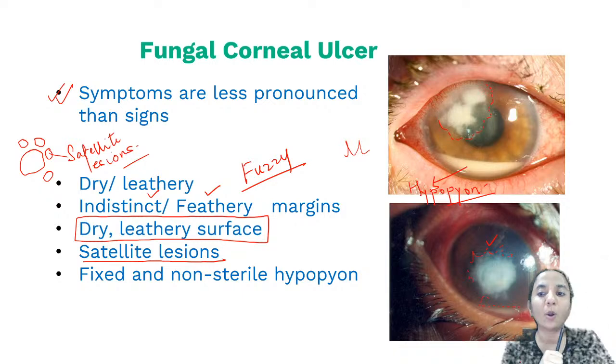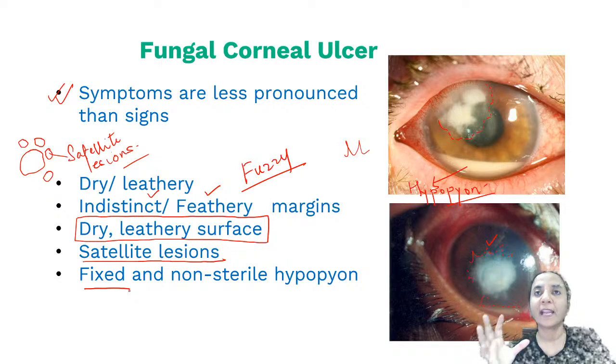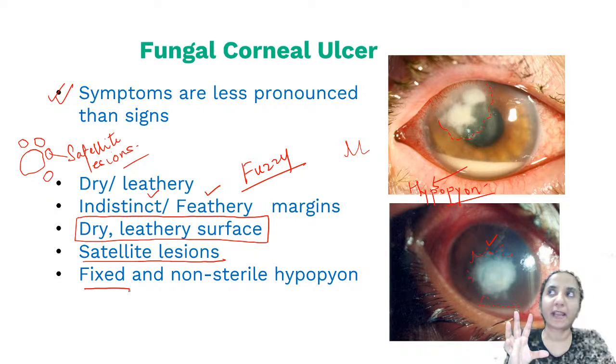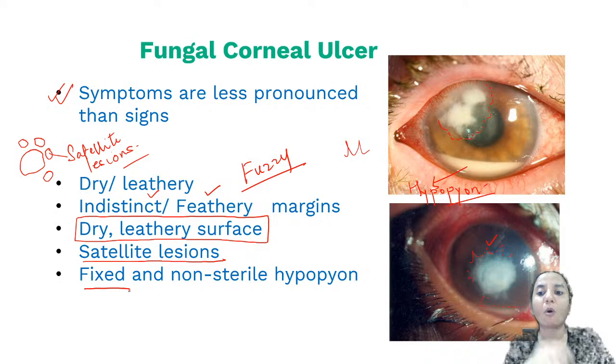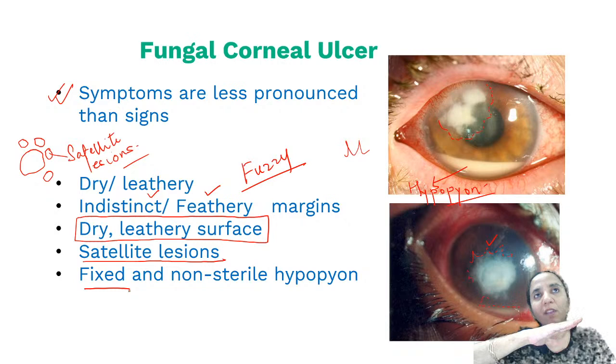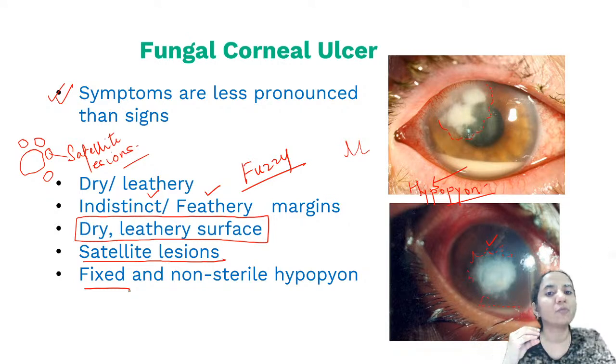Now for a fungal corneal ulcer, the hypopyon tends to be very thick, and therefore it is immobile or fixed. What do I mean by saying it's immobile or fixed? It means that when I tilt my head, this pus is not going to move with gravity. It will stay like this only. And if you get a chance to aspirate that pus, you will find that it is non-sterile.